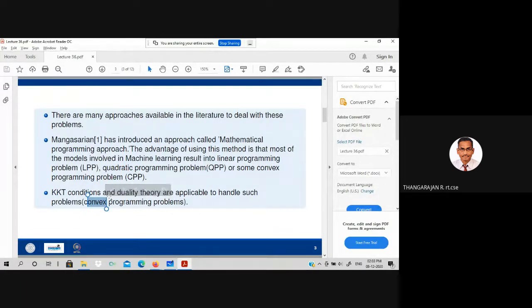So when you are aware of this, when you can say, given a problem, whether it is linear or quadratic or convex, and if you know whether those Kuhn-Tucker conditions are satisfied, then we can use this method called the mathematical programming approach to solve the optimization problem without having to go for heuristic methods or nature inspired methods. If the problem doesn't fall under this category, then naturally we have to go for other types of approaches.